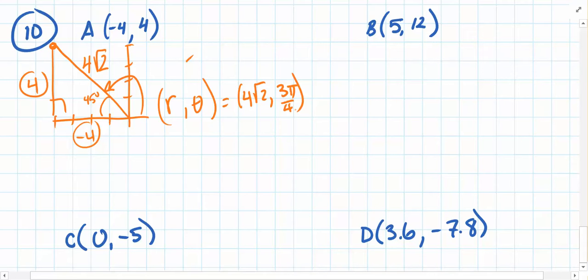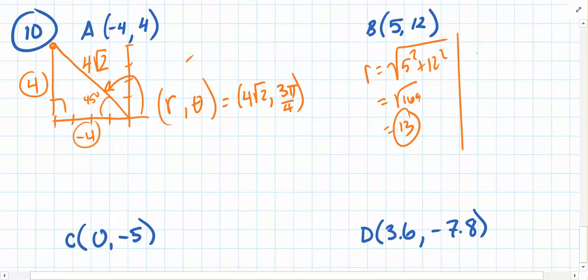Okay? All right, part B, I want 5 and I want 12. Well, r is just going to be the square root of 5 squared plus 12 squared, which is equal to the square root of 169, which is equal to 13. All right, so I have the r part. Now the theta. Well, I know that the tangent of theta has to be y divided by x, so 12 divided by 5. So that means that theta has to be the inverse tangent of 12/5.